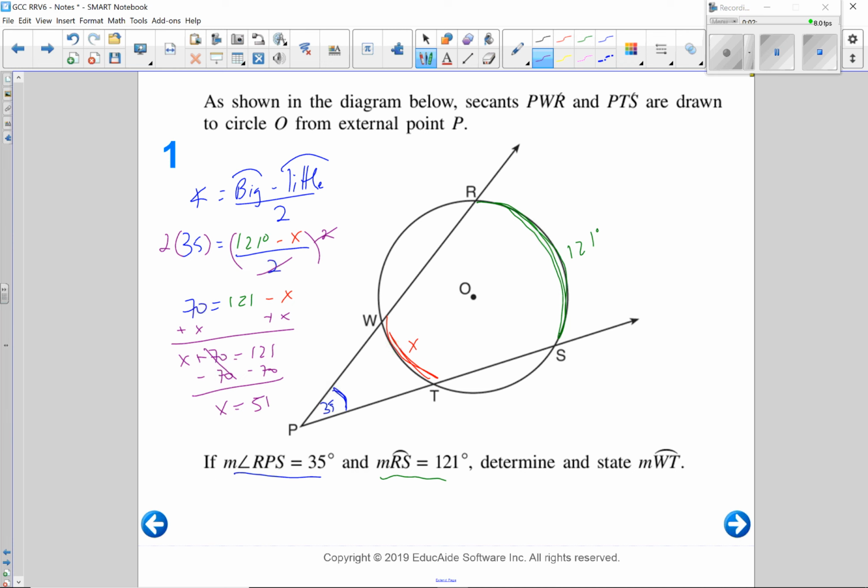So make sure you go back and answer the question. This is determine and state what arc WT is. So arc WT is, in fact, 51 degrees. Again, know that little shortcut formula for dealing with a secant line and another secant line intersecting outside the circle, that's our exterior angle.